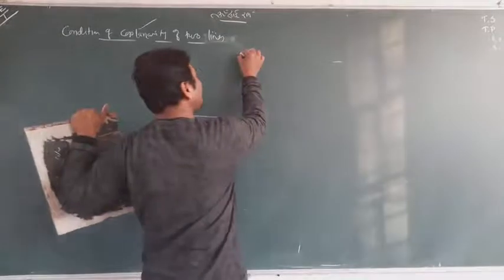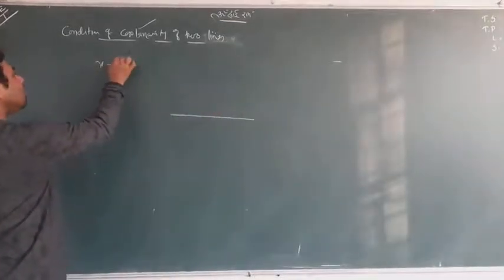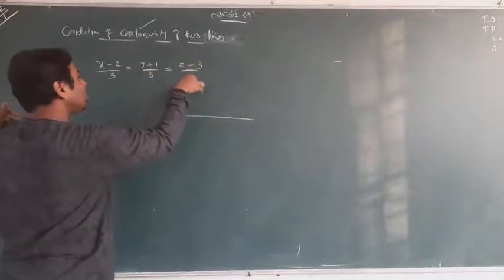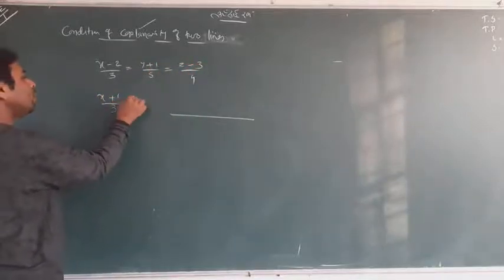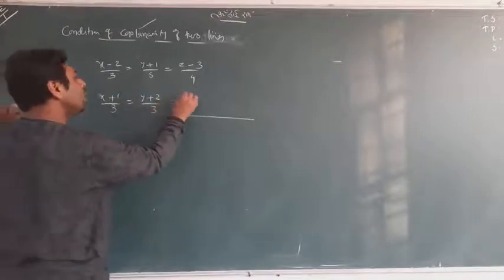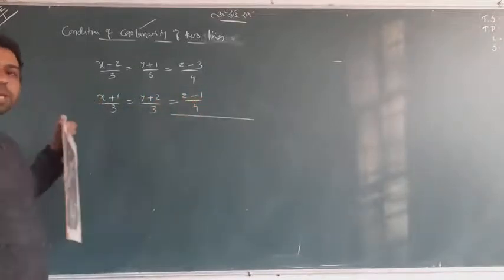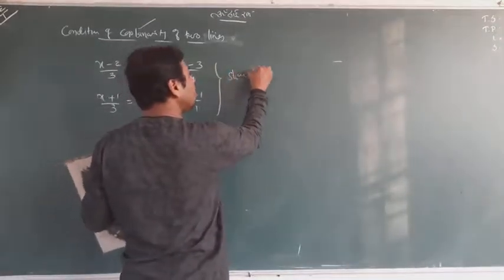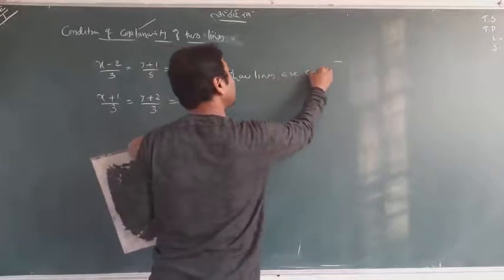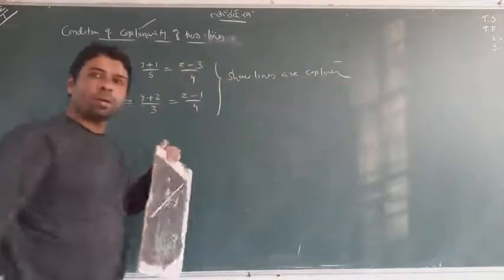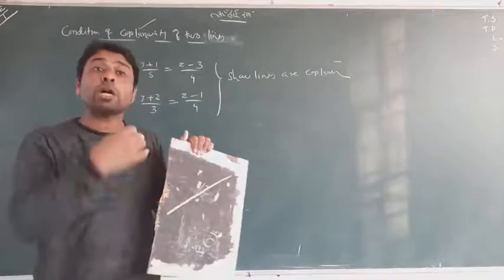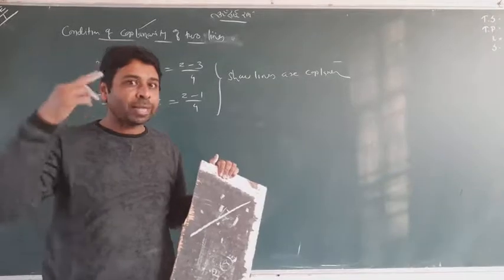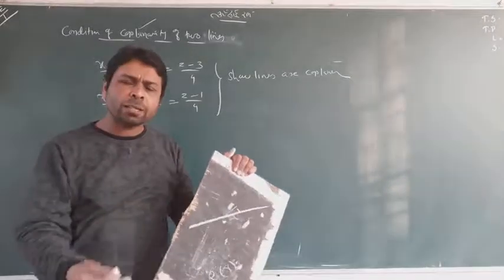But suppose you are given the lines (x − 2)/3 = (y + 1)/5 = (z − 3)/4 and (x + 1)/3 = (y + 2)/3 = (z − 1)/4, and you are told to show the lines are coplanar. What is its meaning? It means it's possible that they may lie on different planes. The question may rise in the mind: how can they lie on different planes?